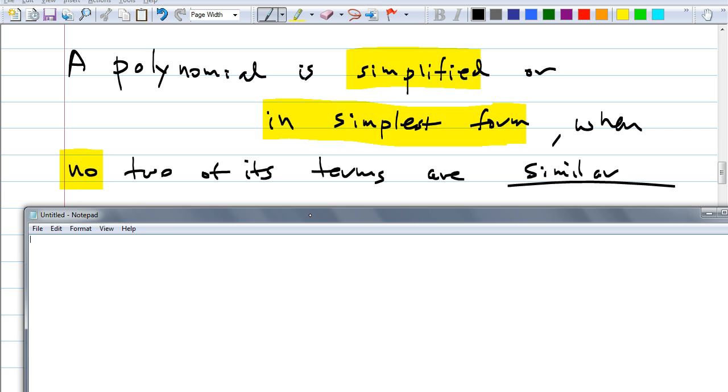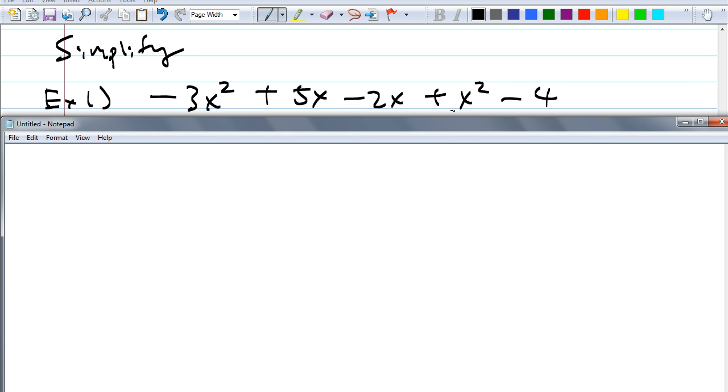Does that make sense? So guess what we're going to ask you to do now? We're going to do some examples where I'm going to ask you to simplify some polynomials. You ready? Anybody need more time? You see people still writing? Okay, I'll give you some more time. Here's example 1. It says simplify negative 3x squared plus 5x minus 2x plus x squared minus 4. So write that down.